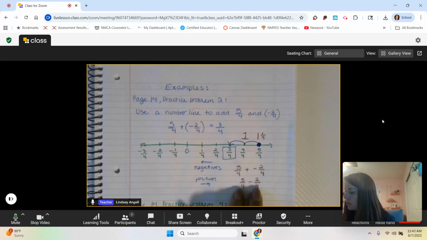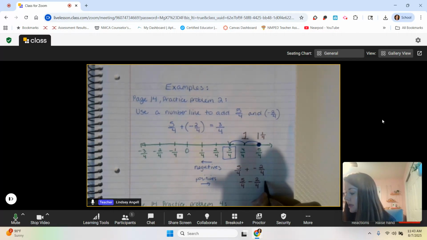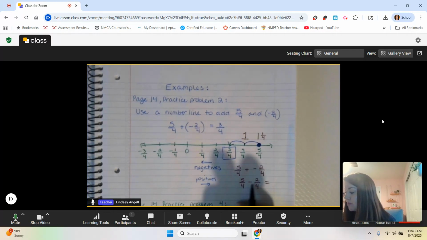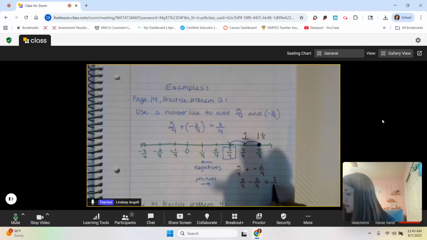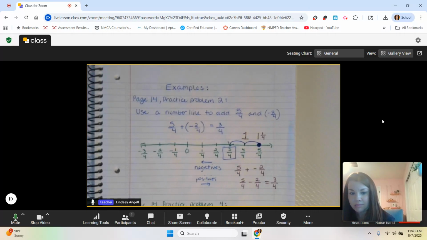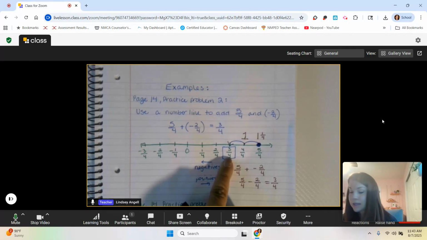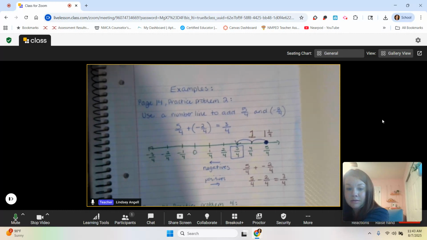Okay? Well, remember, the denominator of your fraction only tells you how many pieces everything is being cut into. And when you're adding and subtracting fractions, they have to have a common denominator. In this case, we already have that. So I can just subtract my numerators. 5 minus 2 is 3, and my denominator stays the same. So 5/4 minus 2/4 is 3/4, and that's exactly what we showed on our number line. Okay? Let's try it again.